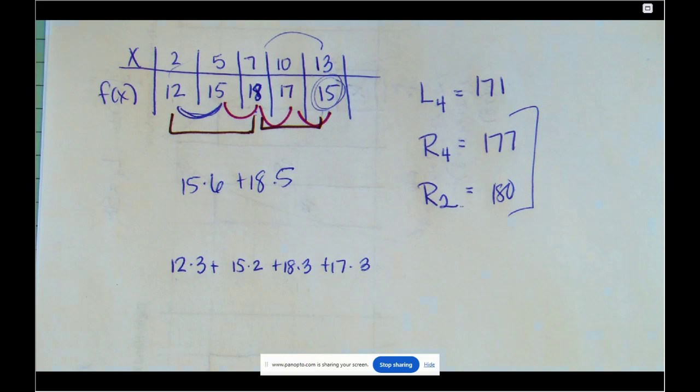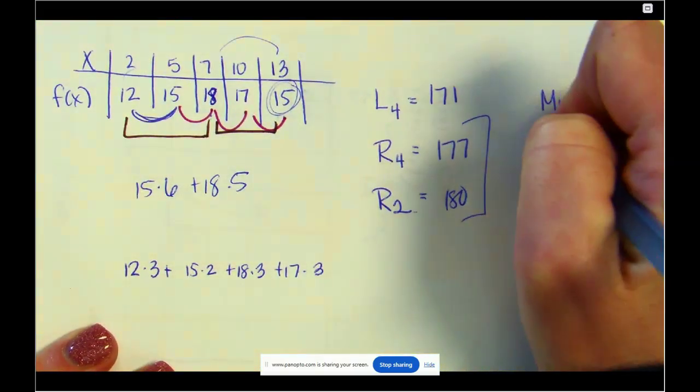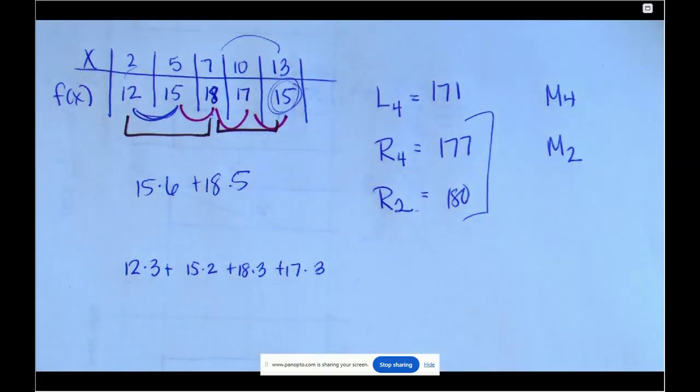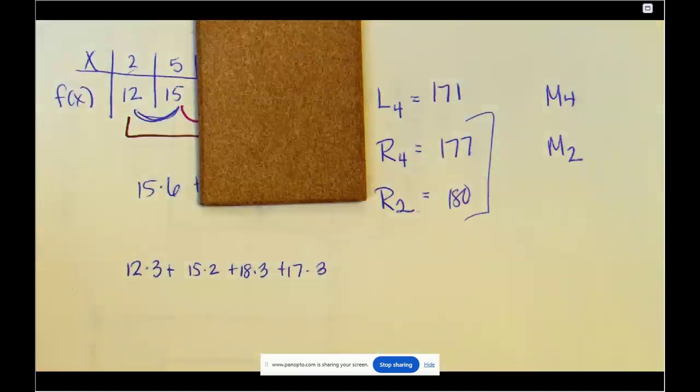Now, question. One of those is not possible. M sub 4, M sub 2. One is not possible. I'm struggling to see how either are possible. Is there not a middle in one of them? M sub 4 is not possible. I can divide into 4 rectangles. We know because we did that already. So this is one of my 4 rectangles. I do not have a middle value.